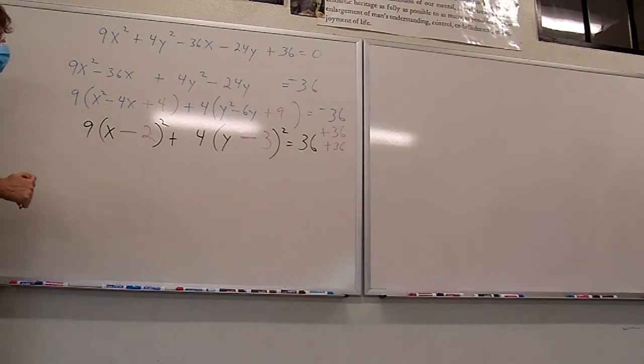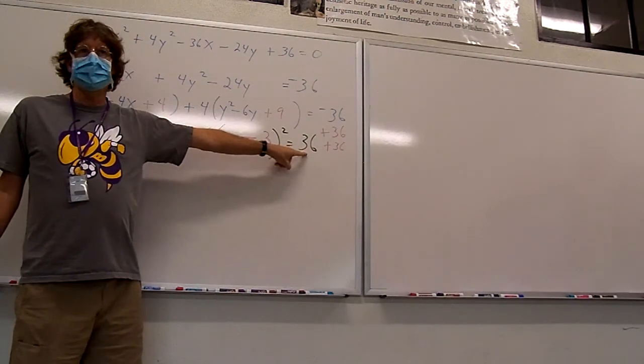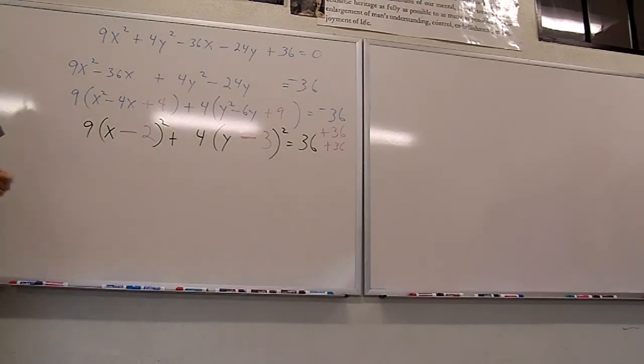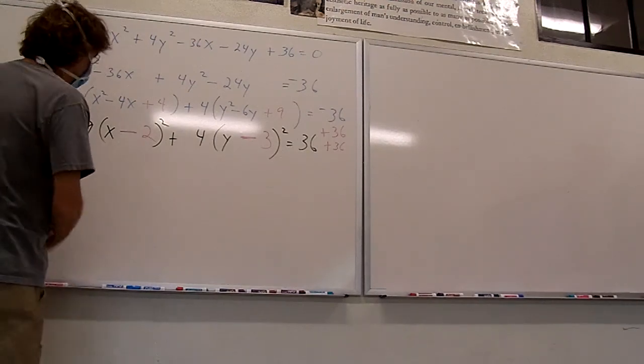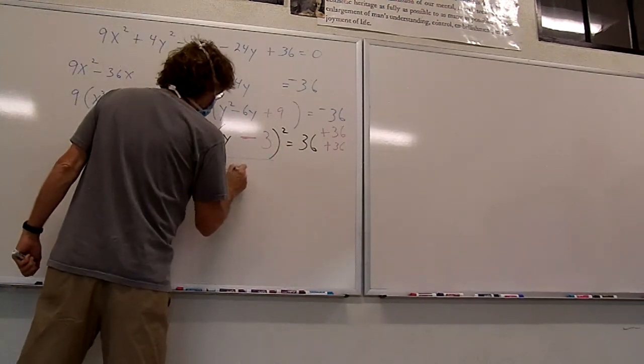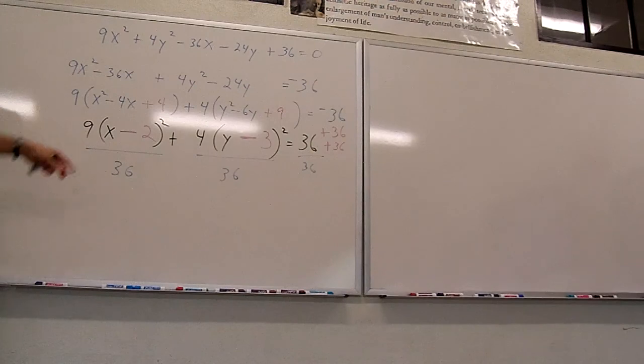Now, if you remember, I told you you had to have a 1 out here, right? You had to have a what? A 1. So guess what I'm going to do? I'm going to divide everything by 36. I'm going to divide this one by 36. 36, 36. 9 over 36 reduces.